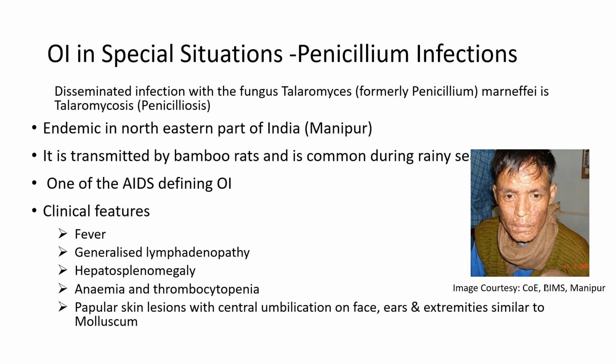And like I said, this is a case which has come to us from RIMS, Manipur. You can see this patient presented with these multiple nodular lesions on his face. There is lymphadenopathy, hepatosplenomegaly, anemia, and thrombocytopenia. These lesions have central umbilications, and this is caused by penicilliosis or Penicillium marneffei, and it is transmitted through bamboo rats, and it's commonly seen during rainy seasons.